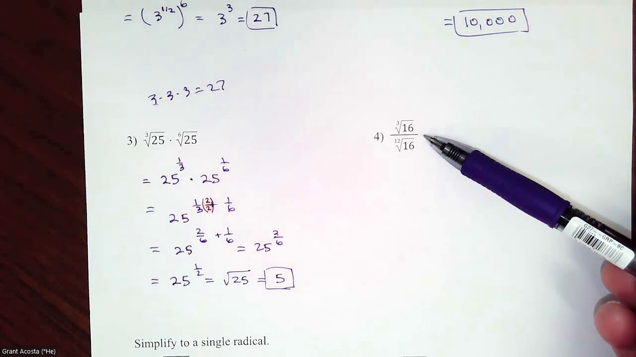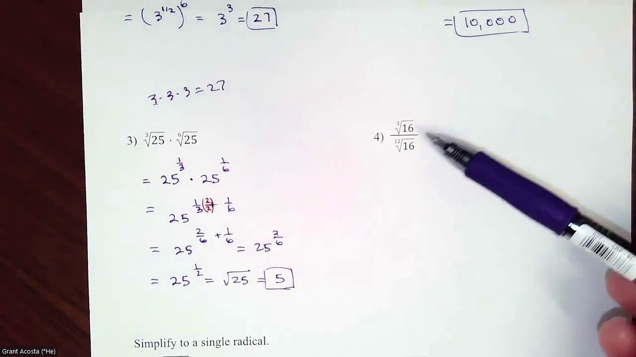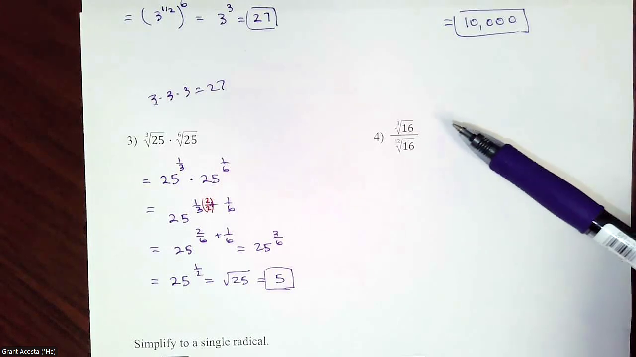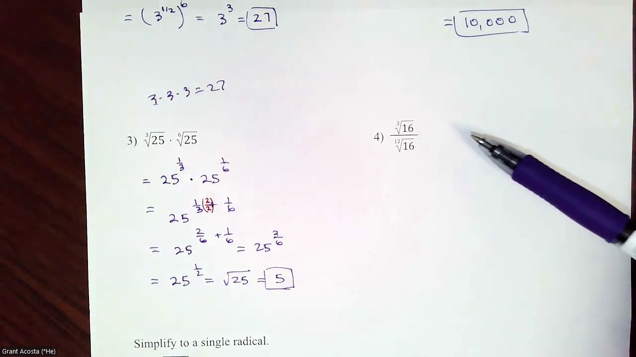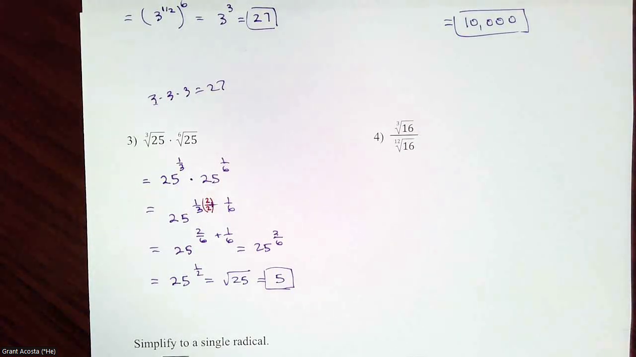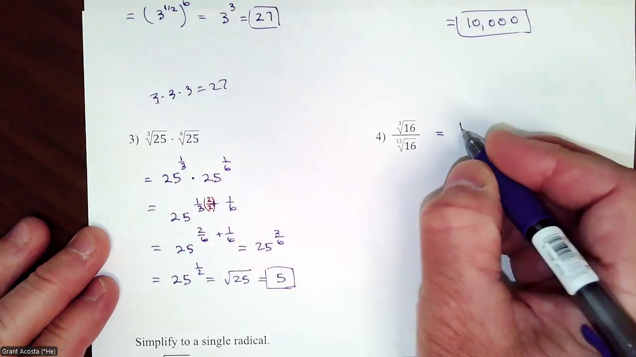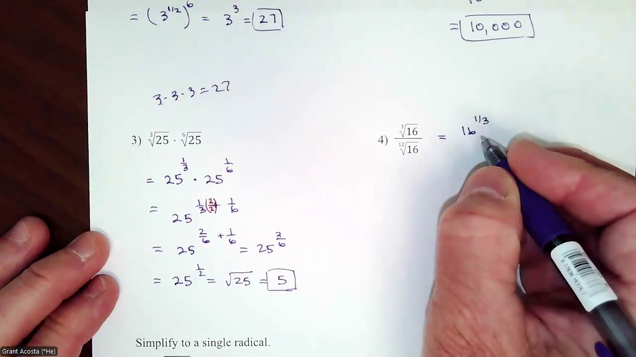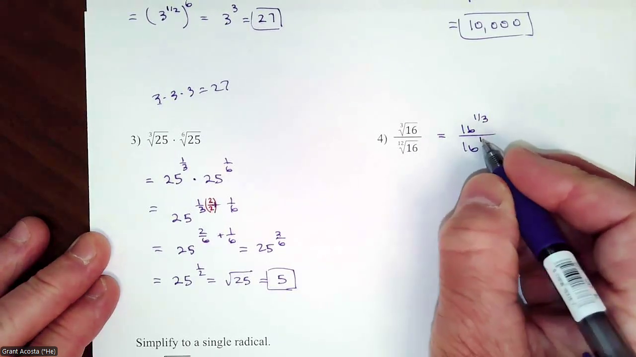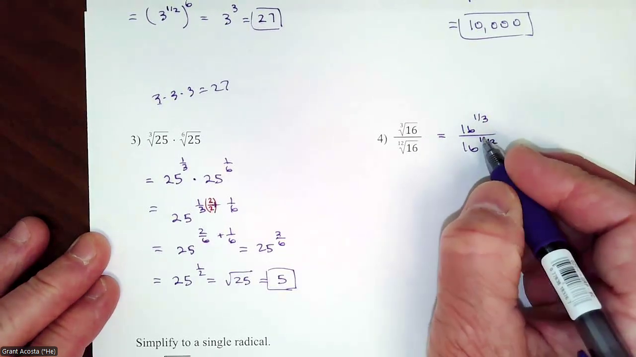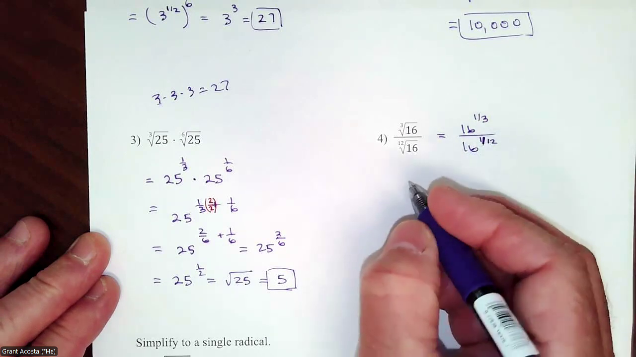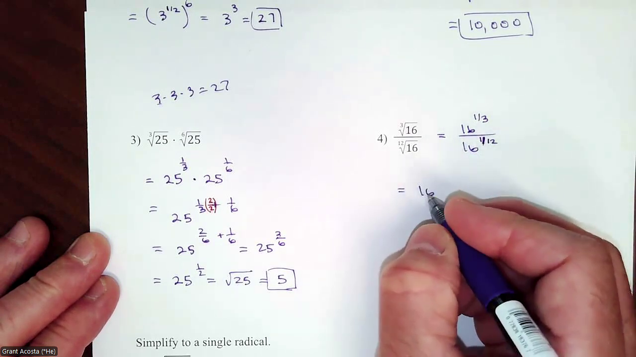Maybe another good opportunity to pause the video based on how we did this one. See if you can work out this one. Of course, it is division, but I bet you can do it if you change those to fractional exponents. All right, so if I rewrite the numerator, that's 16 to the 1/3 over 16 to the 1/12. Now, when we're dividing numbers with the same base, we're going to subtract the exponents.